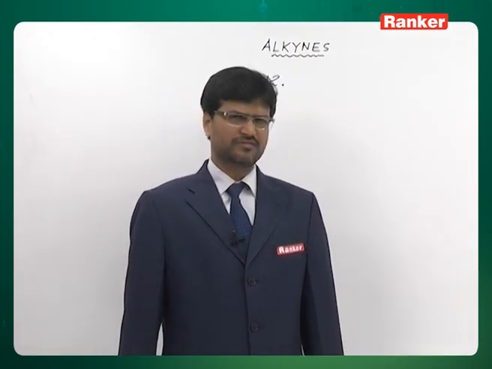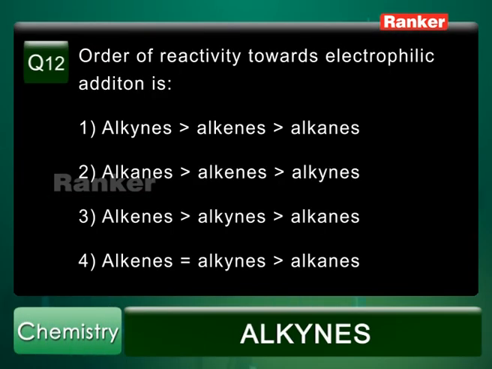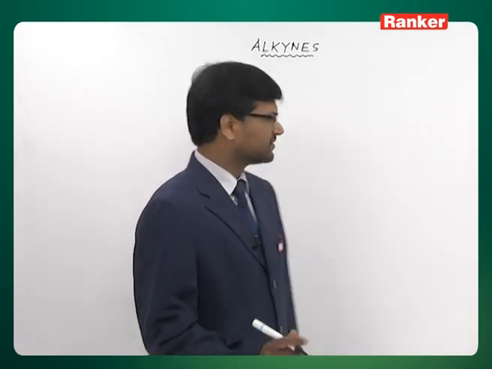Question number 12. Order of reactivity towards electrophilic addition is: first option alkynes greater than alkenes greater than alkanes. Second option is alkanes greater than alkenes greater than alkynes. Third option is alkenes greater than alkynes greater than alkanes, and fourth option is alkenes equal to alkynes, and this is greater than alkanes. Actually the correct answer is the third option, alkenes greater than alkynes greater than alkanes.